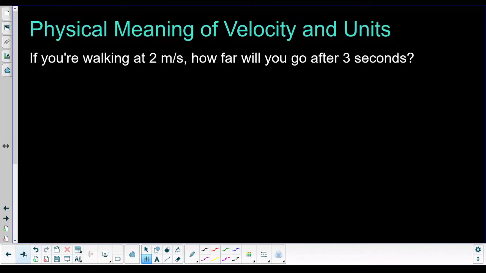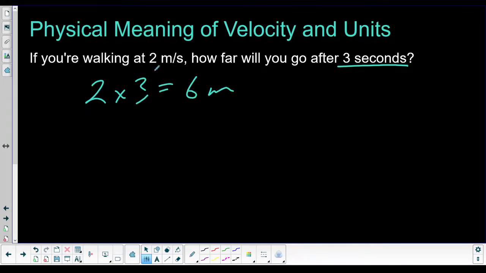So let's look at this question. It says, you're walking 2 meters per second. How far will you go after 3 seconds? Let's not worry about the formulas. Let's think about it. You go 2 meters per second. How far will you go after 3 seconds? You probably have a gut feeling right now that it's 2 meters per second times the number of seconds you go, right? Times 3. And you're right. So we're going to go 6 meters.